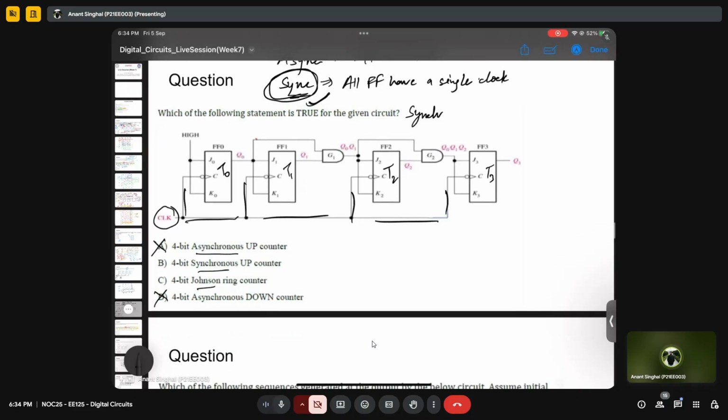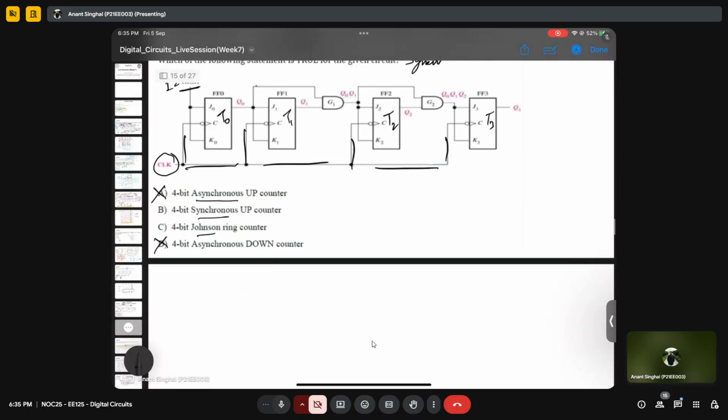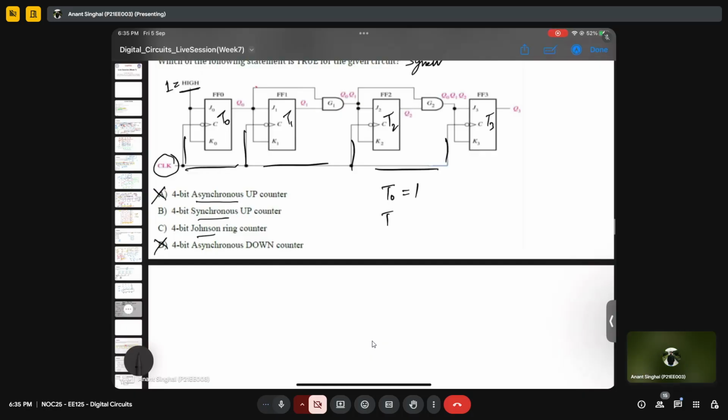So now the question says that T0 is always connected to 1, right? High means 1. So maybe I can write that. T0 is 1. T1 is Q0. You can see it. So T1 is Q0, which is this. Similarly, T2 is Q0 Q1. Am I right? Yeah. T3 is Q0 Q1 Q2. So these are all ANDed, as you can see. Sorry, not Q3, Q2. Is this clear to everyone, these expressions?